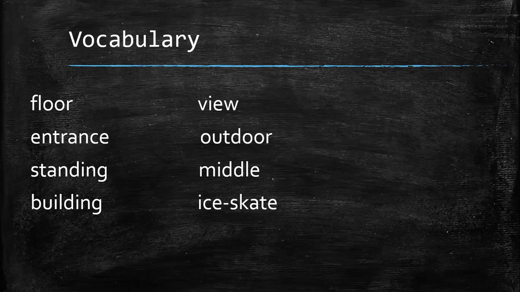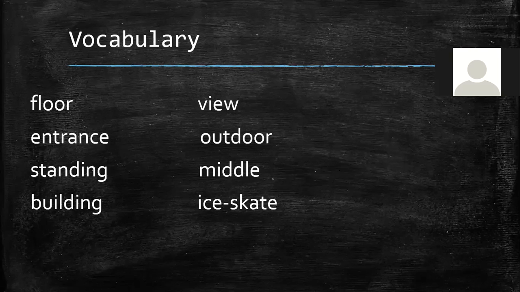Good. Standing is like, imagine you are waiting for someone, you are standing. Separado, right? Middle, en medio. And building, it's like a construction. It could be a house, it could be a building, etc. And ice skate is skating on the ice. For example, in the United States, it's very common, especially in the winter, where they have snow. So they go ice skating. Ice skates are skates on the ice. Good. Any question about vocabulary?